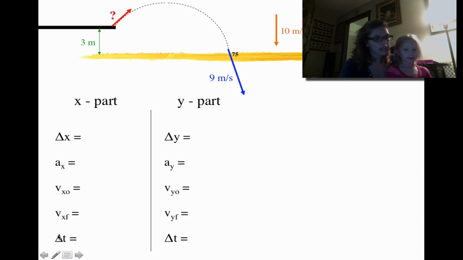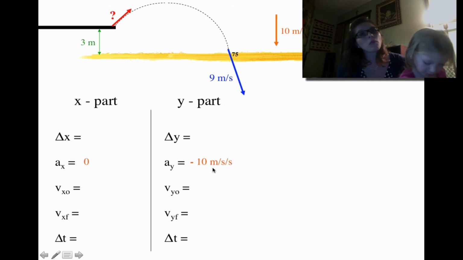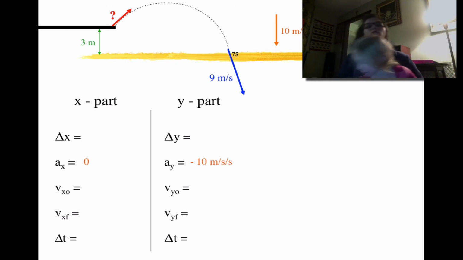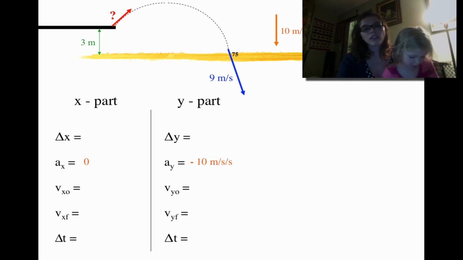Now, the only thing that's going to be the same for both sides is our change in time. It's going to be the same for both sides of the equation. Okay, so let's start filling it in. Acceleration in the x direction is always 0, and acceleration in the y direction is always negative 9.8 if you're using Quest, or you could use negative 10 in class if you like.